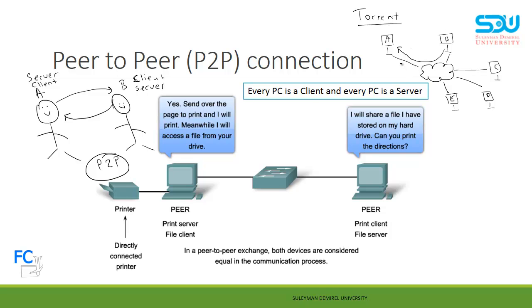But at the same time, computer B can request from you another part of the information which you already took from computer E. And now you can share with him this information. And every computer is the client and the server at the same time. So this is an example of torrent downloading.